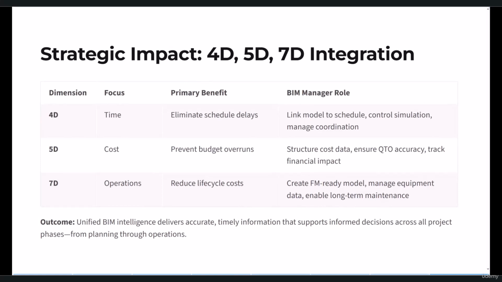So the fourth dimension, time, has a goal to prevent delay, and the role of the BIM Manager is linking the model to the program and controlling the simulation. The fifth dimension, that is cost, has a role that is budget management and estimation, where the BIM Manager should control the structure of the cost estimation. The seventh dimension is operations, with a goal to reduce lifecycle costs, and the BIM Manager's role will be creating an FM ready model, managing equipment data, and enabling long-term maintenance.